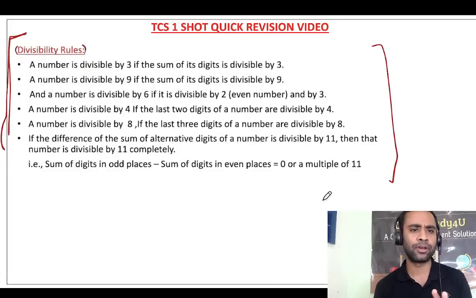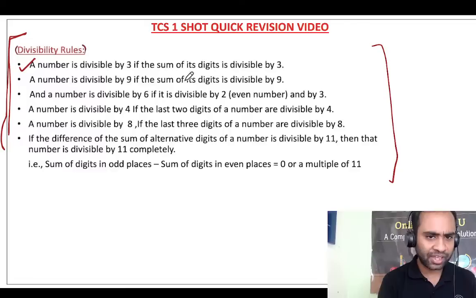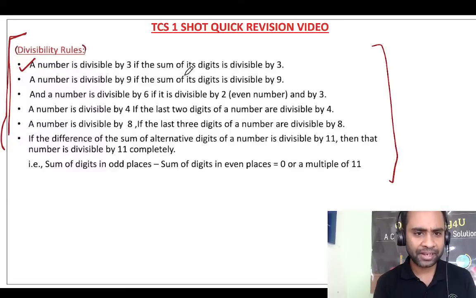So, divisibility rule. If a number is divisible by 3, that means the sum of its digits should be divisible by 3.